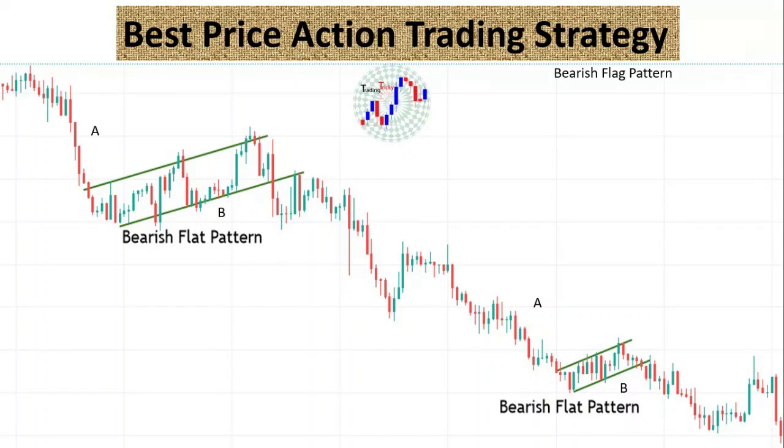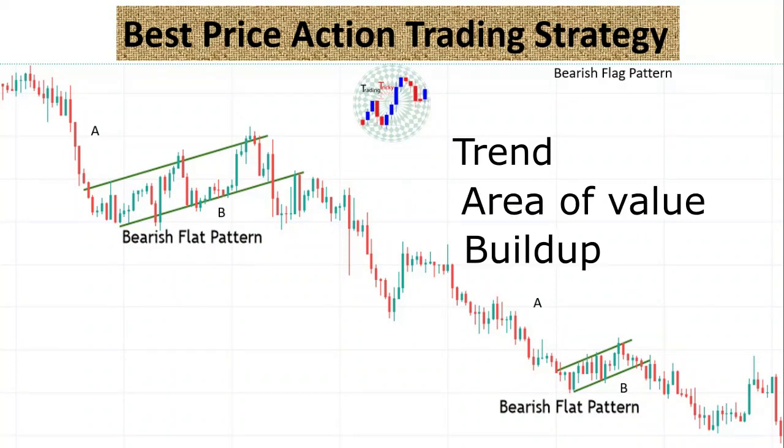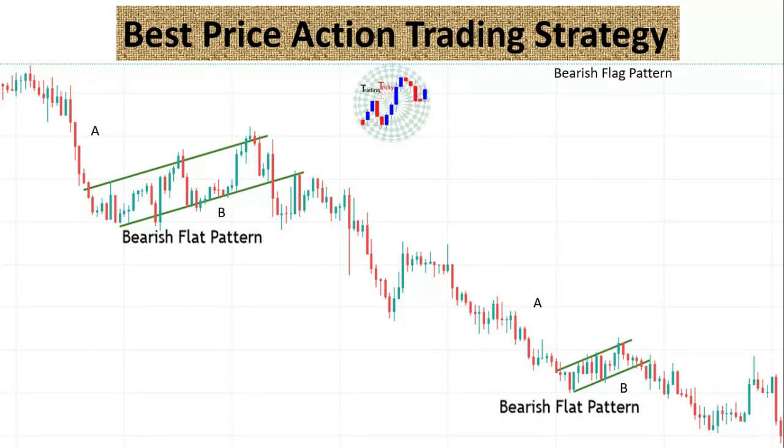Don't worry, I'm still here. Here are a few tips to look for: trend, area of value, build up. Let me explain. The most popular saying is the trend is your friend. Yes, this is correct. And it's true that the trend is your friend. So, if you are trading chart patterns, you would want to be trading in the direction of the trend. For example, buying a bull flag in an uptrend.